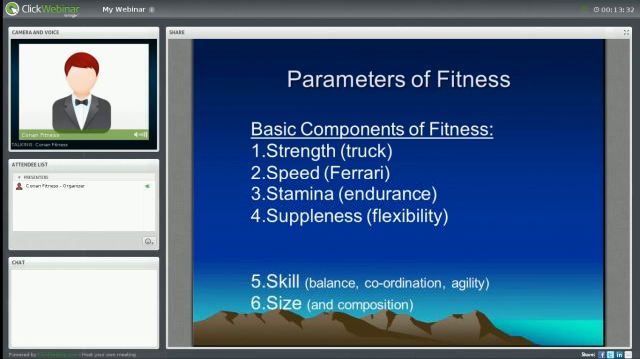So with strength, think about a truck. A truck is this big, strong, powerful machine that could pull a house, but it can't necessarily move very fast. Then we go to speed. Think of a Ferrari.